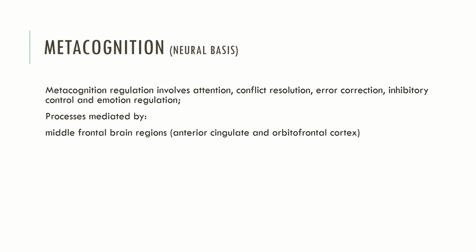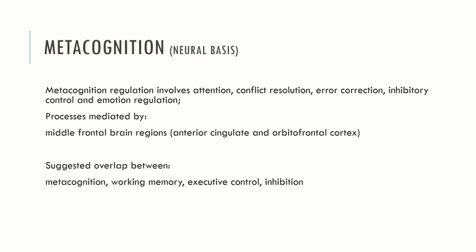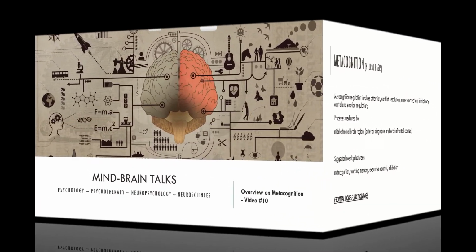Also, there is some overlap of metacognition with other executive functions because of the overlapping neuronal structures or brain structures underlying these processes. Metacognition may be related to working memory, or to executive control, or even cognitive inhibition or behavioral inhibition. This is why the frontal lobe has a very important role in the regulation of higher order mental abilities.